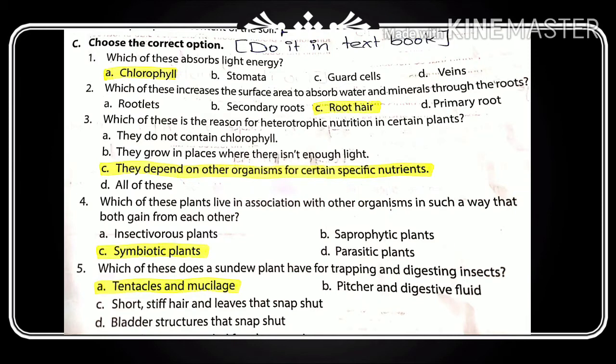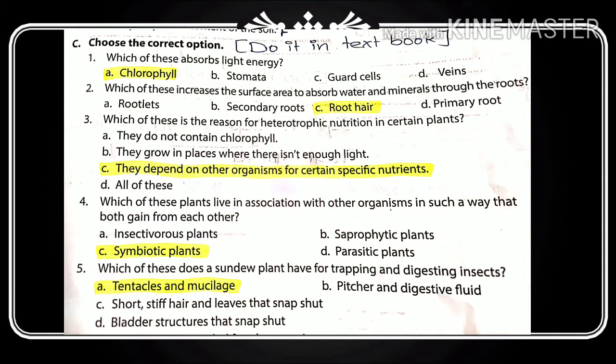Then C. Choose the correct option, that is MCQs. These also you will write it down in textbook. The first is, which of these absorbs light energy? Here 4 options are given. First is chlorophyll, then stomata, guard cells and vein. So which will absorb the light energy? This thing we discussed in conditions required for the photosynthesis. That a green pigment absorbs light energy. So can you recall the name of green pigment?